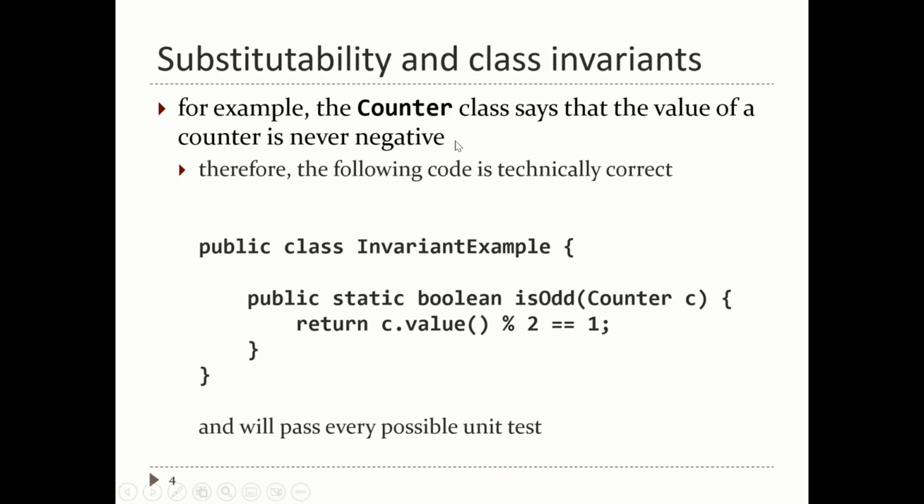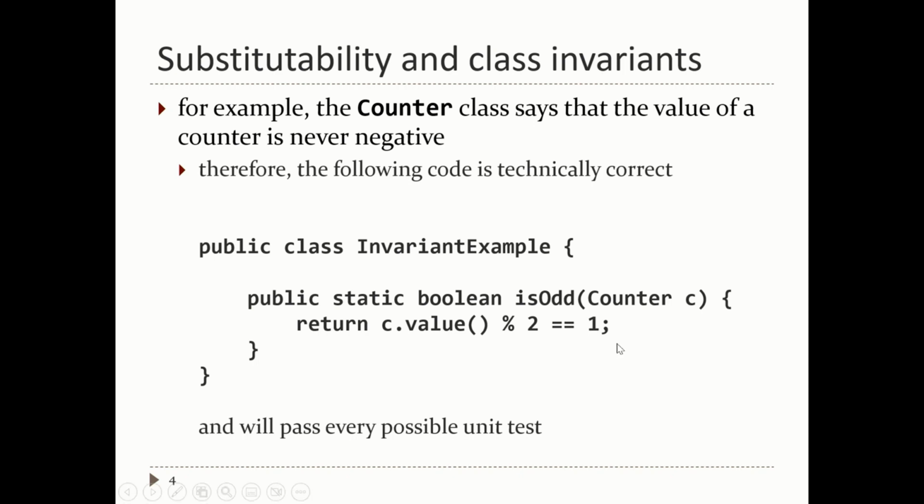When you pass a DescendingCounter to isOdd, DescendingCounter is substitutable for Counter, so you can pass it into this method. If the value is negative, say -1, dividing by 2 computes a remainder of -1. So as far as this method is concerned, a Counter whose value is -1 is not odd. It's even, which is wrong. The method is correct; it's the subclass that's incorrect. And so now you've written a class that breaks somebody else's code, which is not good.